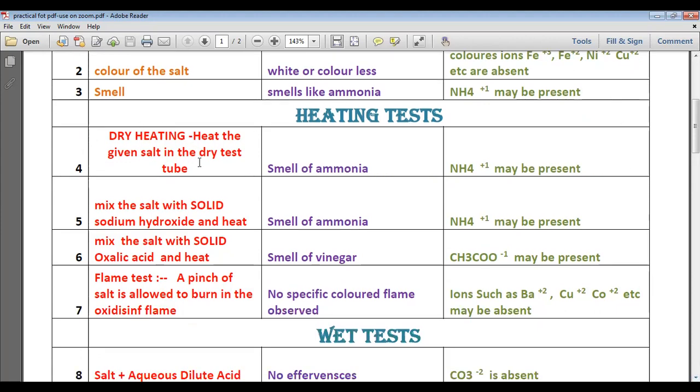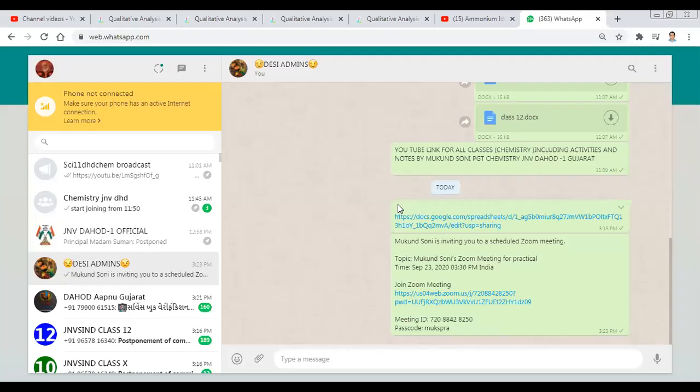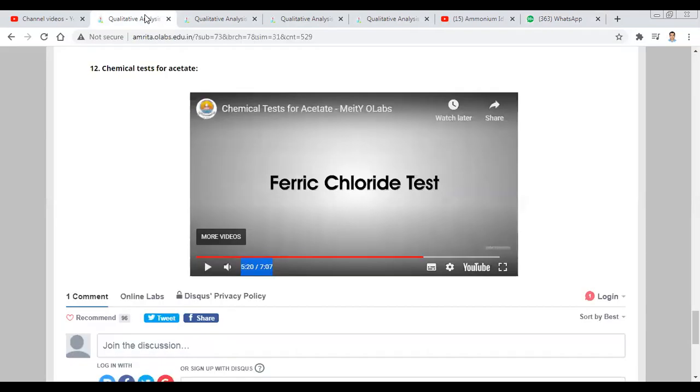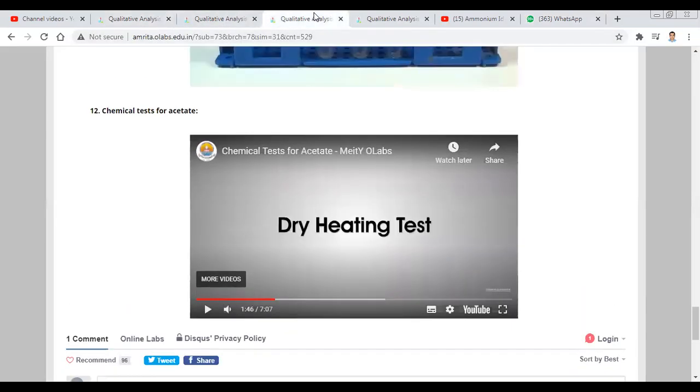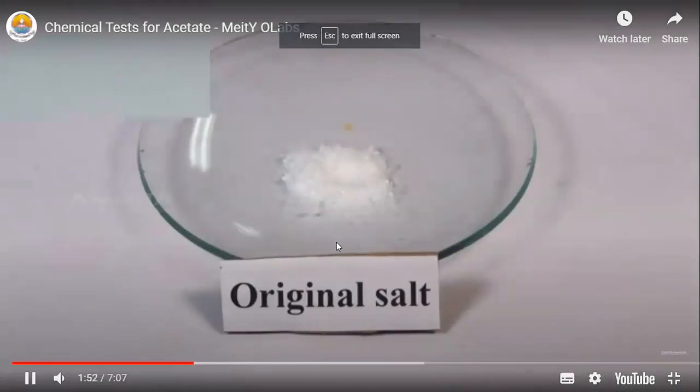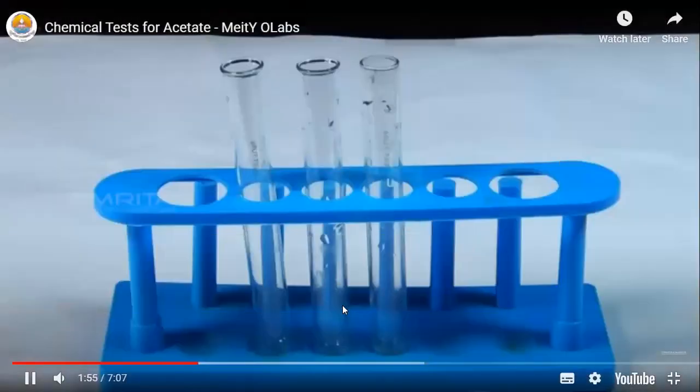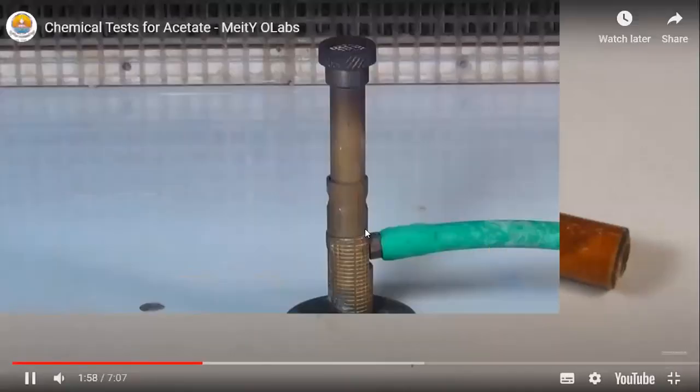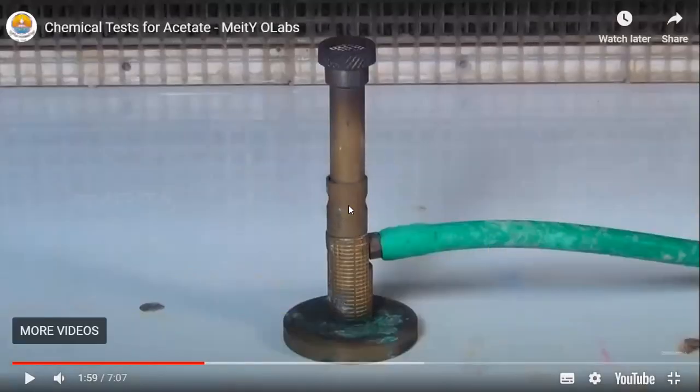Now we are going to understand the dry heating test for this particular compound. So let us understand the dry heating for this particular compound. We need an original salt. We need some blue litmus paper, test tubes, test tube holders. We need a Bunsen burner on which we can do the heating.